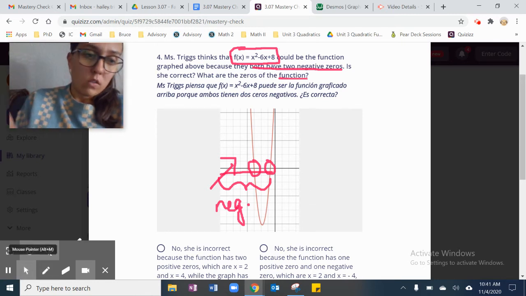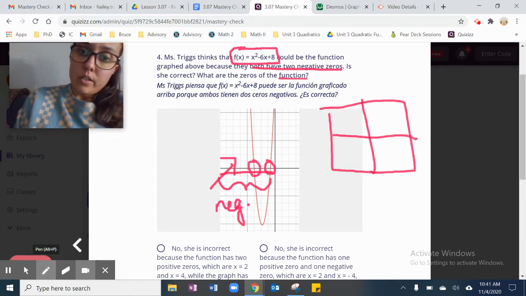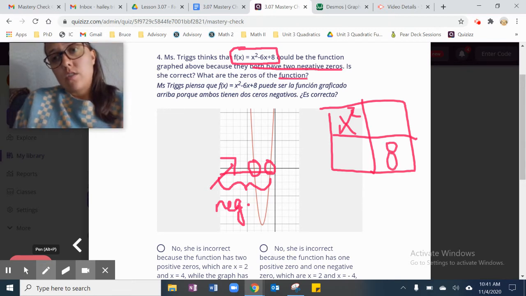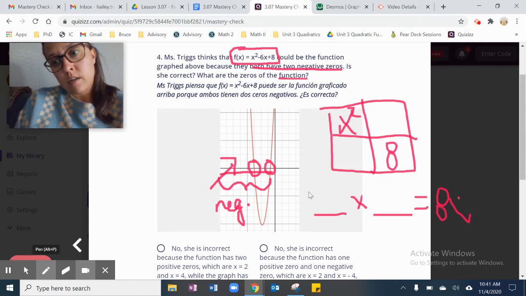So if we factor, we're going to put x squared here, 8 here. So then what are the factors of 8? So what multiplies to 8x squared but combines to make negative 6x?